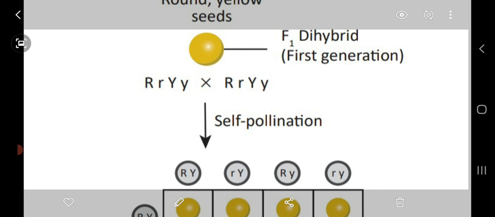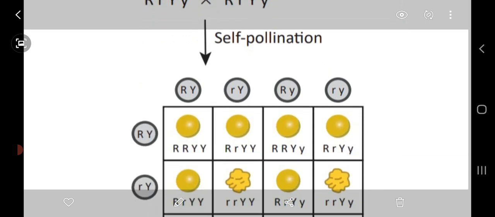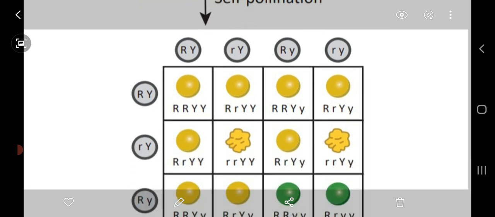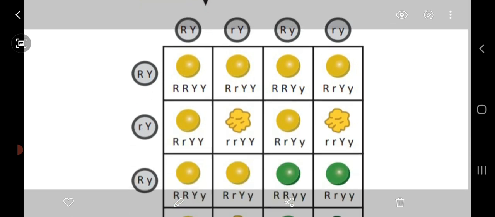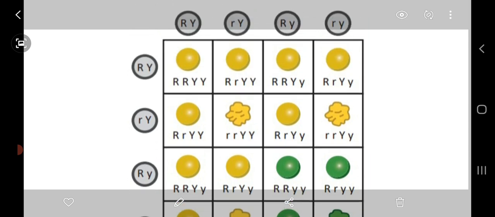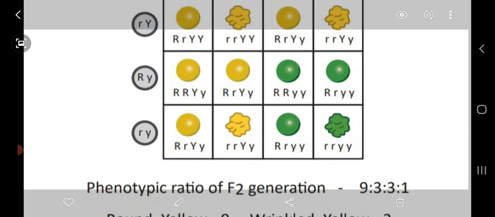are again self-pollinated. That means we have to multiply both the gametes. So here 4 alleles are there, here 4 are there. That should be crossed. We are getting the gametes of RY, Ry, rY, ry. So this is one of the parents, this is the other parent, that is the F1 hybrid. So by crossing both of them, we are getting 16 gametes. How many gametes? 16 gametes.